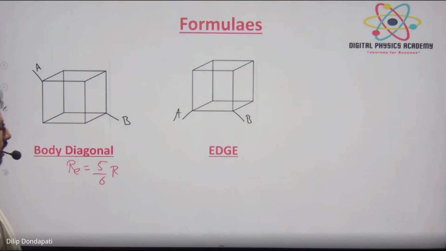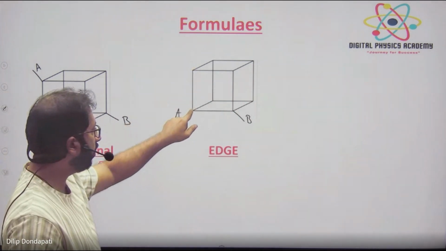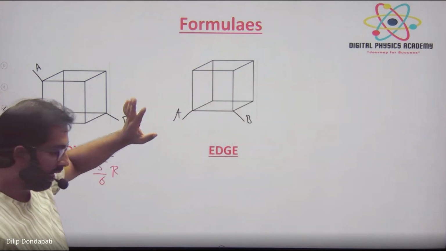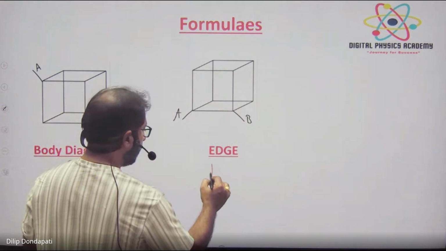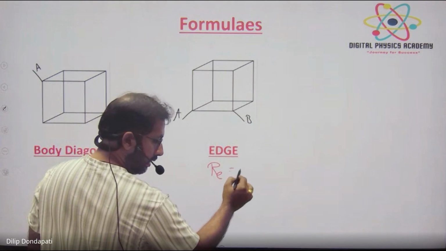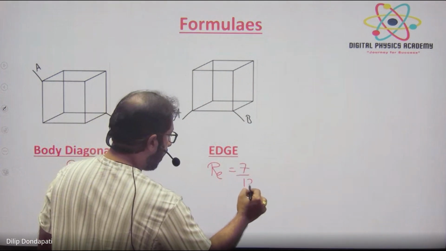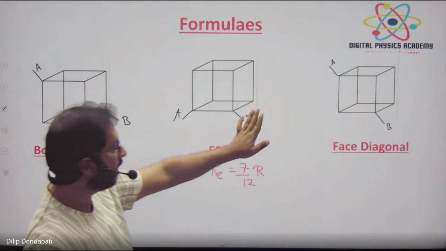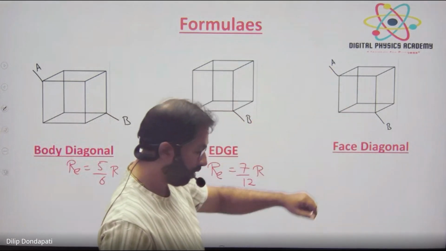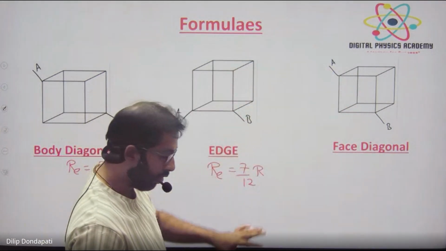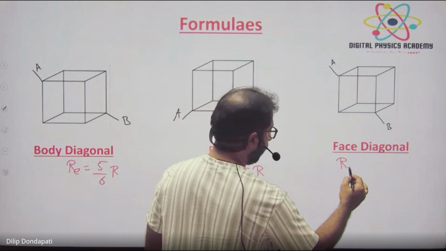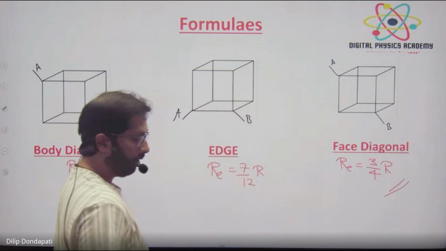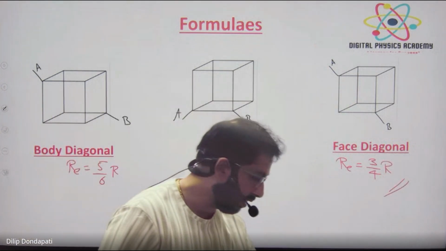And the next one is, if I take the terminals of this cube at an edge, with all the remaining resistors R, at that time the R equivalent is 7 by 12 R. And the last one is called the face diagonal. Look, if I take the terminals of the face and do the same procedure, I will get R equivalent as 3 by 4 R. Finished. Kirchhoff's laws are completely done.